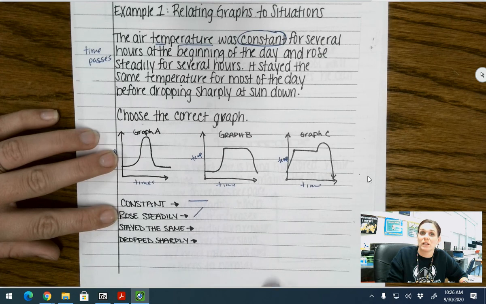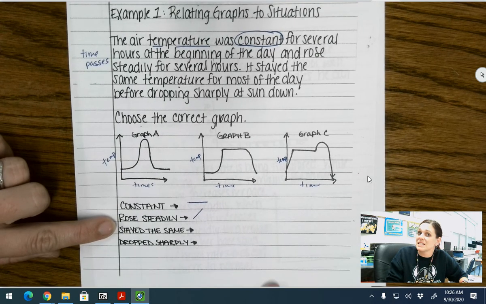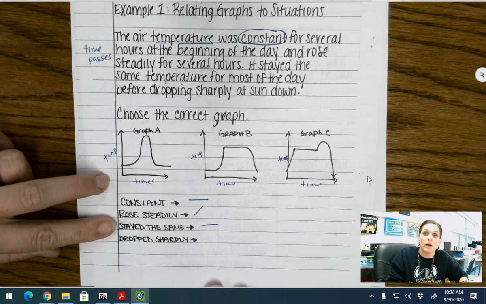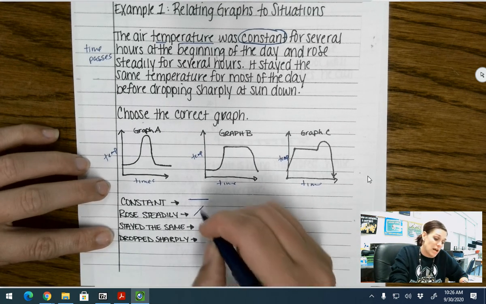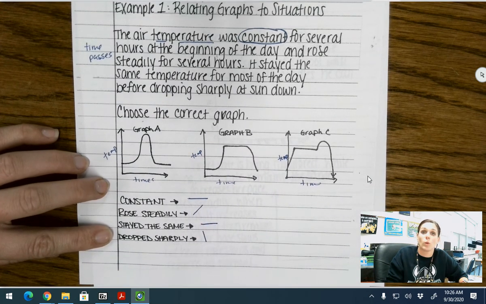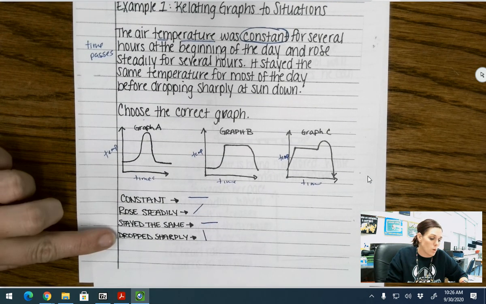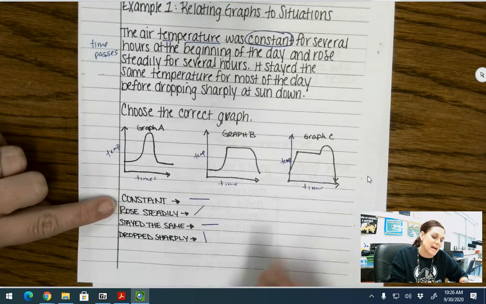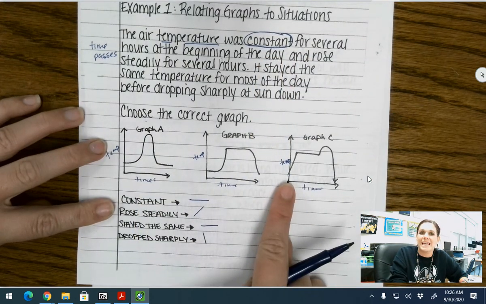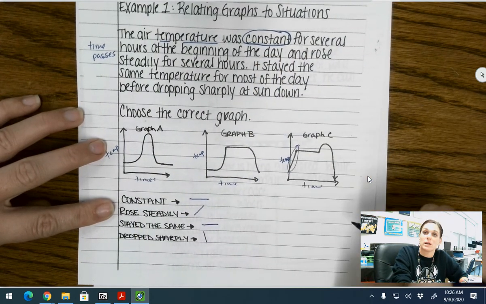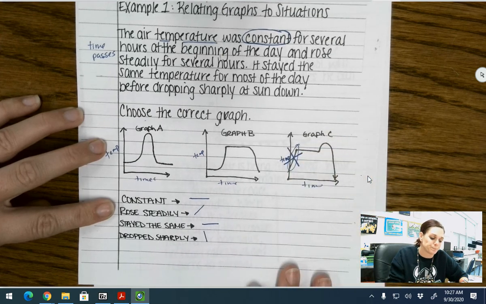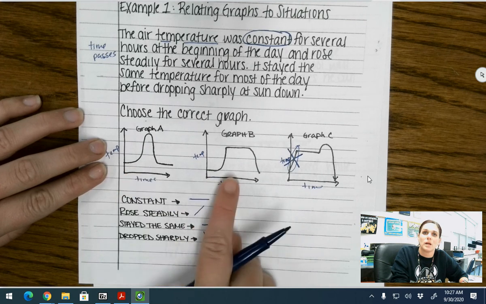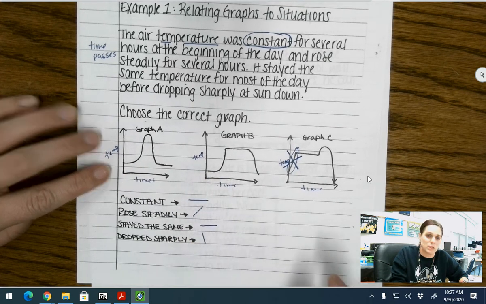It's going to probably be more of a diagonal of it steadily rising. If something's staying the same, chances are it's going to be another flat line. And if we're dropping sharply, well, we're going to have a line that declines, but it's going to be at a quicker pace. So these 4 words tell the 4 different segments in my graph. So if I started constant for several hours, well, I can't be C because C was rising right away. So C can't be my answer. Okay, so we have in A, we kind of have that constant. And B, we still have a constant too, so maybe it's between A and B.